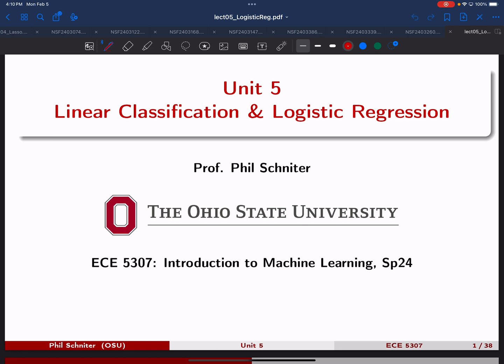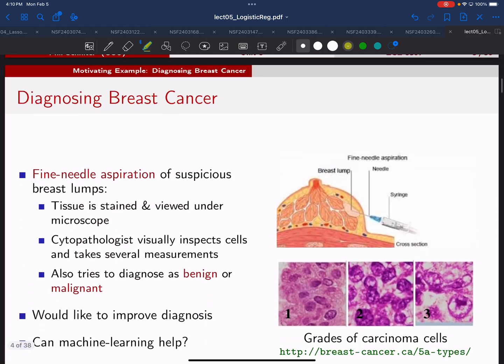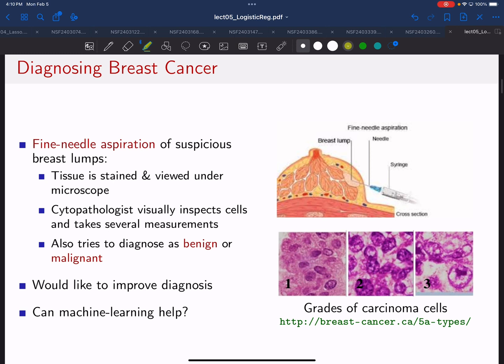So we're going to start a new unit today on the topic of classification, which is going to be a new task for us. We've been working on regression this whole time. And the data set that we're going to use in the demo is about diagnosing breast cancer.